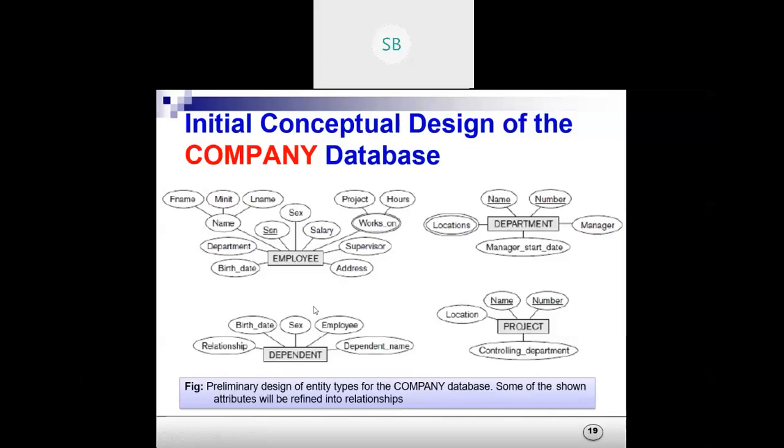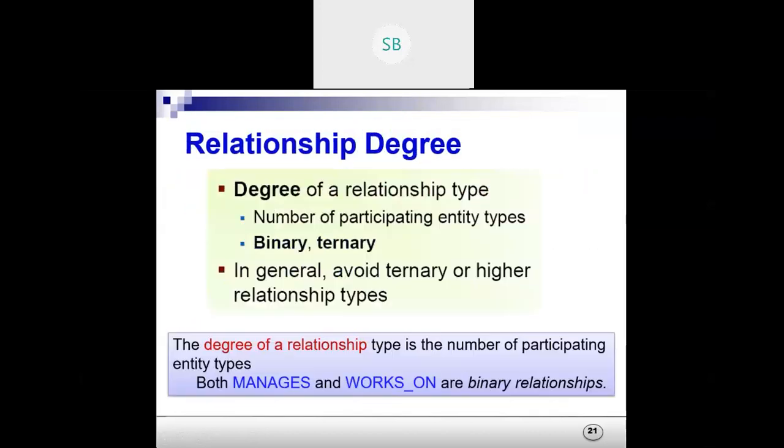Just take the dependent attributes: relationship, birth date, sex, employee, dependent name. Is there any unique ID? No, right? So when there is no unique ID, it is known as a weak entity.